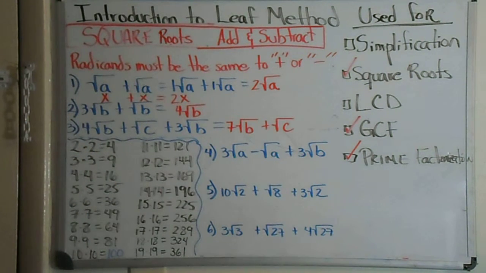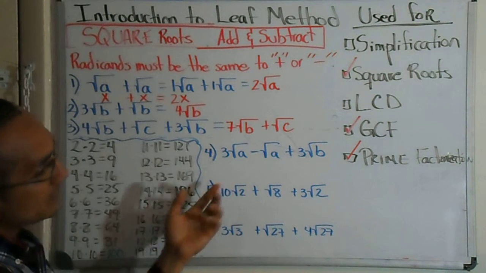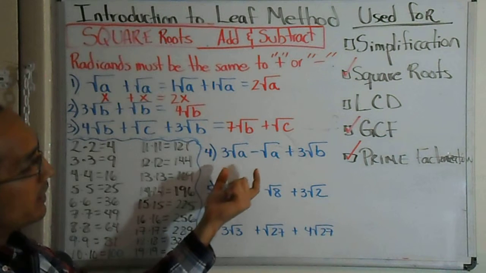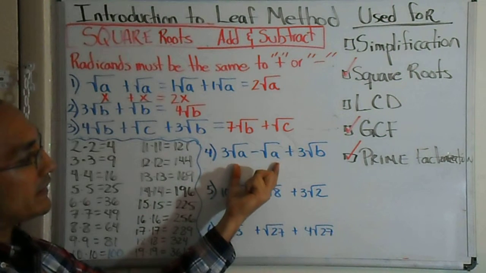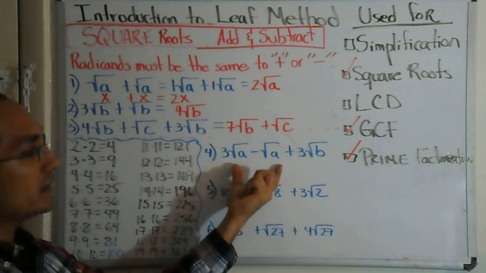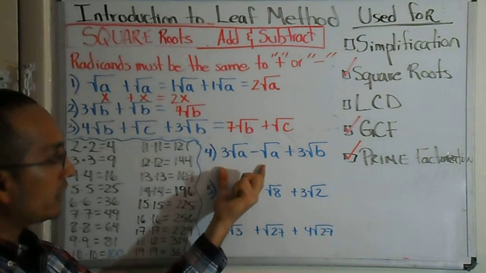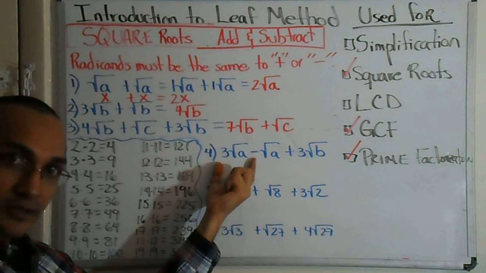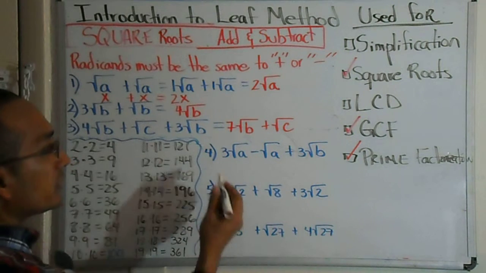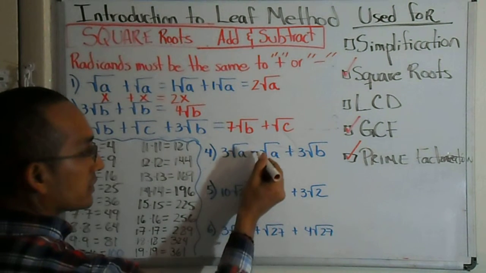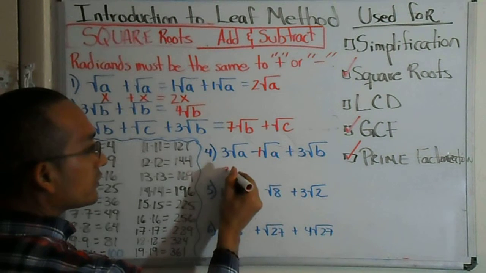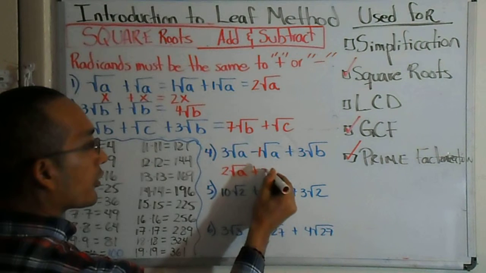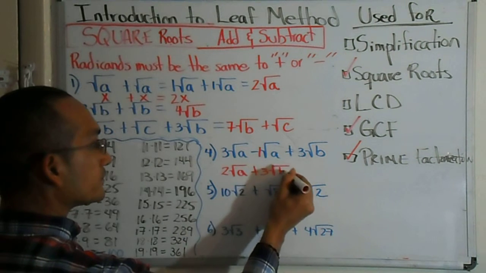Okay, so let's look at a couple more examples. Now let's look at when you're subtracting and adding them together. Here, notice that these are square root of a and square root of a. Therefore, you can subtract the numbers in front of the radicand. So what is 3 minus 1? There's a 1 here. So 3 minus 1 is 2 square root of a plus 3 square root of b.